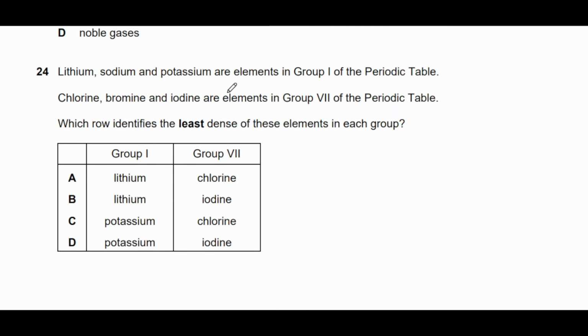Lithium, sodium, and potassium are elements in group 1 of the periodic table. Chlorine, bromine, and iodine are elements in group 7. Which row identifies the least dense of these elements in each group? Okay, so in group 1, as you go down, it will be more dense. So therefore, in group 1, the least dense will be lithium. Okay, so therefore C and D is wrong. And between chlorine and iodine, which is less dense, is chlorine. Okay, because as you go down group 7, the density increases also. So the answer is A.